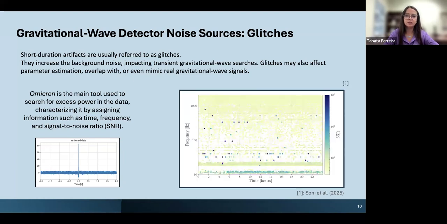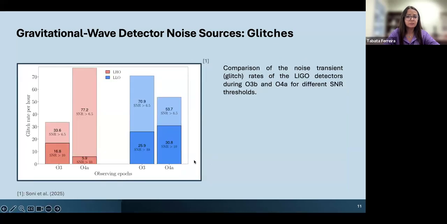I have here one example that we usually call glitchgrams, where each data point represents a glitch. And as you can see, there are many of them. In the vertical axis, you can see the frequency, and this is during a whole day. So we have time in hours in the x-axis, and the colors represents the SNR. We have a lot of glitches with low SNR, especially here at higher frequencies, and there are also some glitches with high SNR, randomly distributed. So you have an idea.